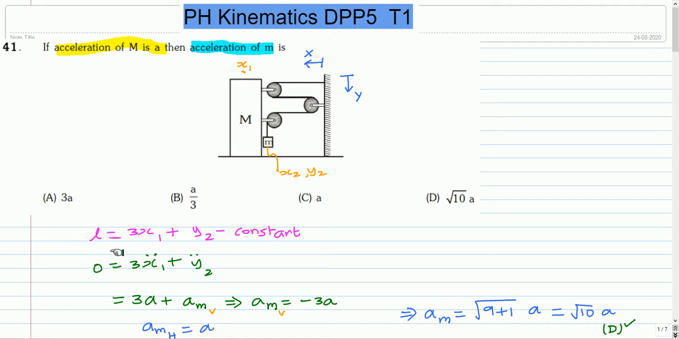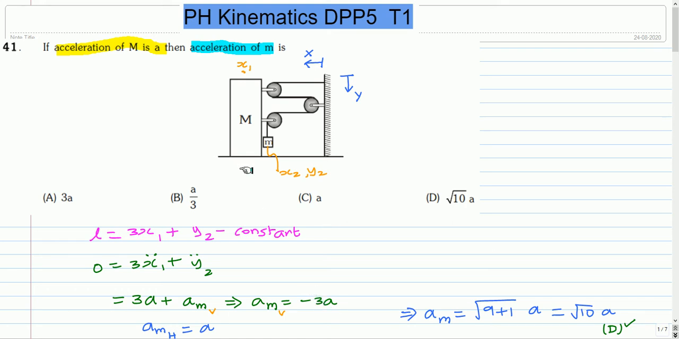Differentiating this equation on both sides twice, we get 0 equal to 3x1 double dot plus y2 double dot. x1 double dot is the acceleration of the capital M mass. It is assumed that the capital M is moving towards the left, and y2 double dot is the acceleration of the small mass m in the vertical direction. So from this we get the acceleration of small m in the vertical direction as minus 3a.